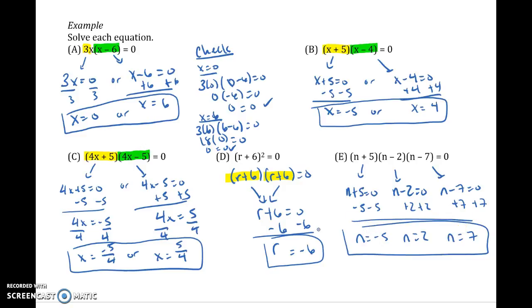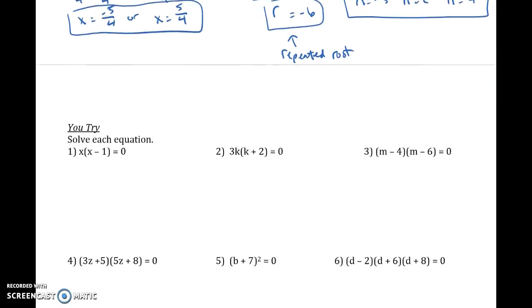Okay, cool. The one thing I forgot to mention, when you have something like D, this is that repeated root. So it's okay to just write it once, but you want to realize that there are two solutions here, technically, but it's really just one value because it's a repeated root. Okay? So go ahead and try 1 through 6 for me, and we'll come back and we'll check our answers, and hopefully these will go nice and quickly.